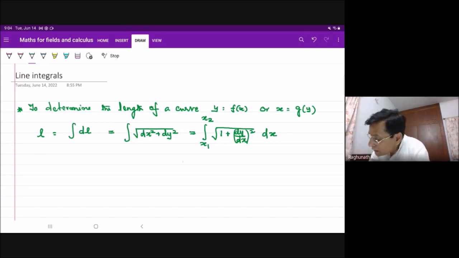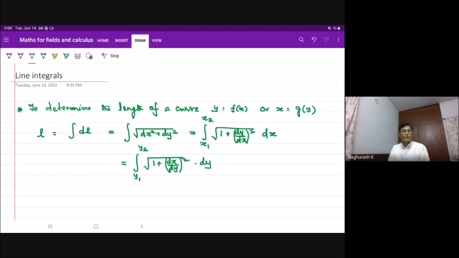Or the same thing is equal to integral y1 to y2 root of 1 plus dx by dy whole squared into dy. Ask if you have any doubt. Okay. Length of the curve between the given limits.